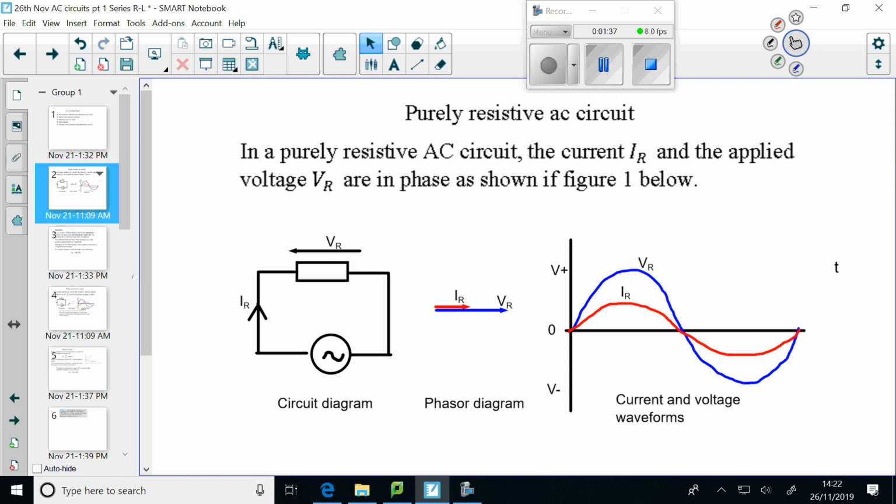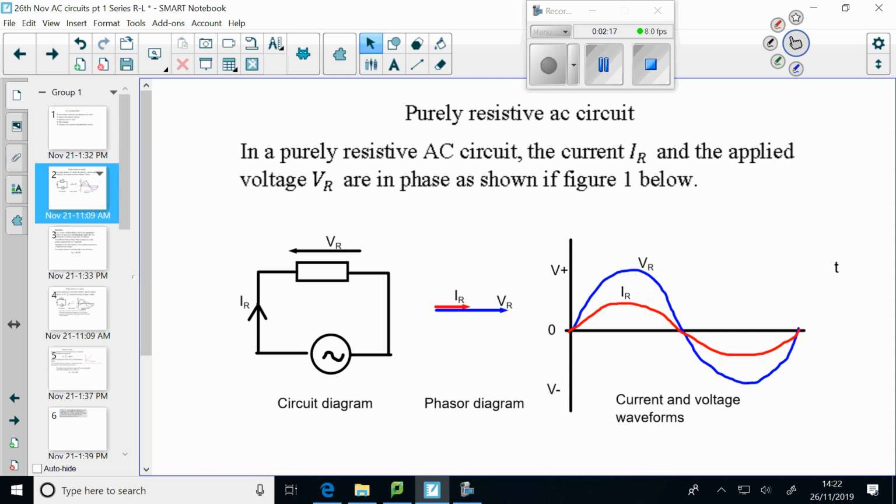A phasor diagram shows the magnitude of a quantity and its direction or angle. And in a purely resistive circuit connected to AC, the voltage VR and the current IR are in phase with each other. They're at the same angle, always, for a resistor. So if we then draw the waveform of the voltage and current on the same time axis, we have the voltage and the current peaking at the same time. They both cross zero at the same time.